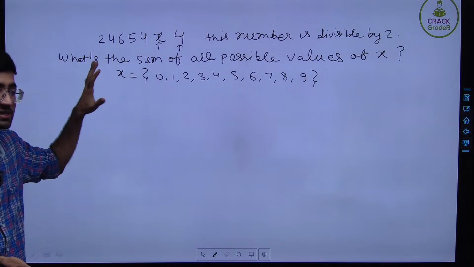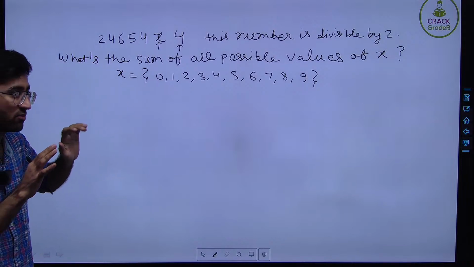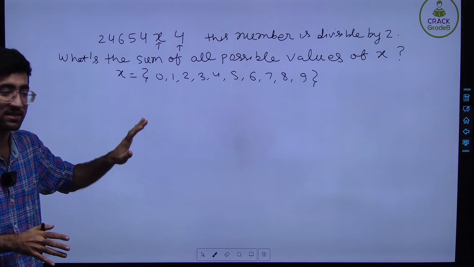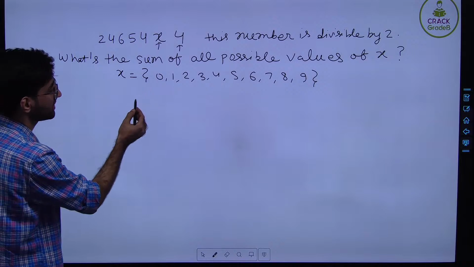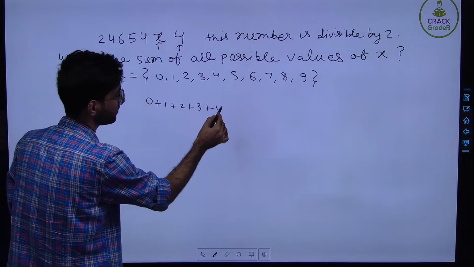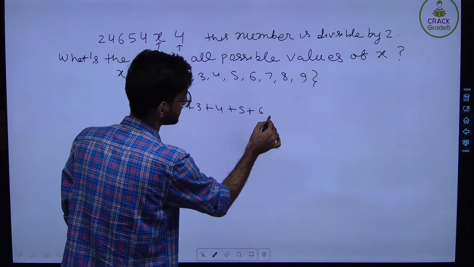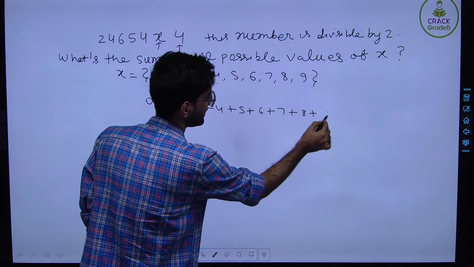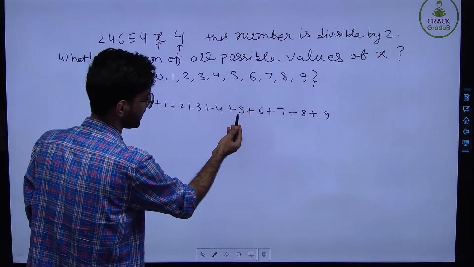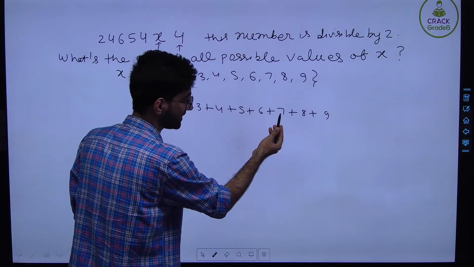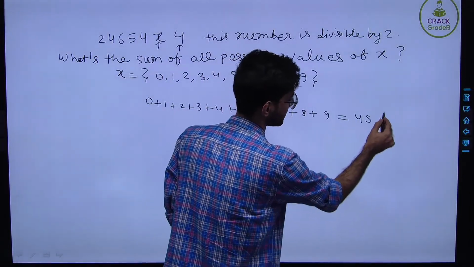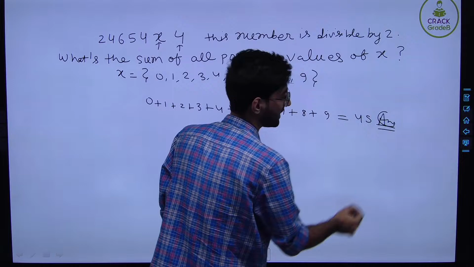Trust me, the questions are not going to be difficult. You just have to be conceptually better and then you will be able to solve. So now you have to add 0, 1, 2, 3, 4, 5, 6, 7, 8 and 9. 1, 2, 3, 6, 10, plus 5 is 15, plus 6 is 21, 28, 36, 45. So 45 is the correct answer. Any doubt?